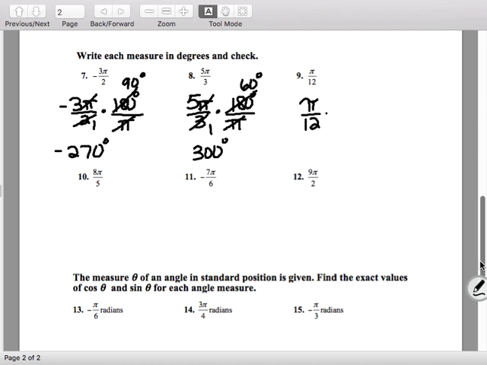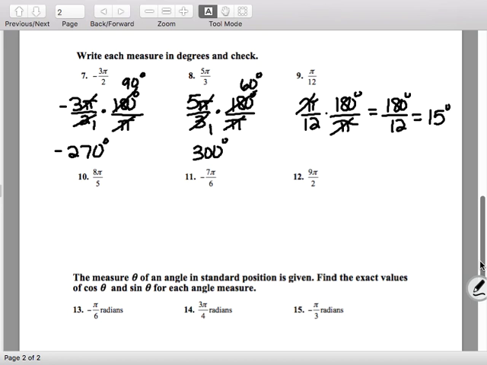All right, pi over 12, I'm going to multiply by 180 over pi. My pi's cancel. I get 180 over 12, and that actually cancels perfectly to 15 degrees.